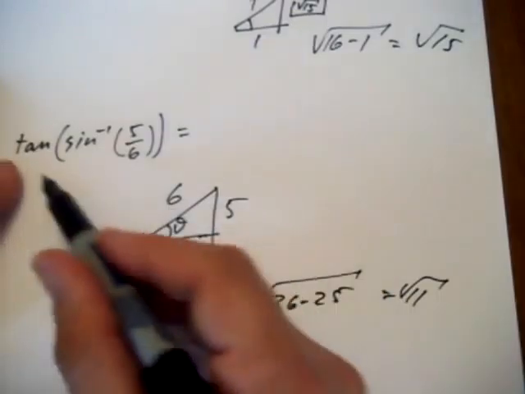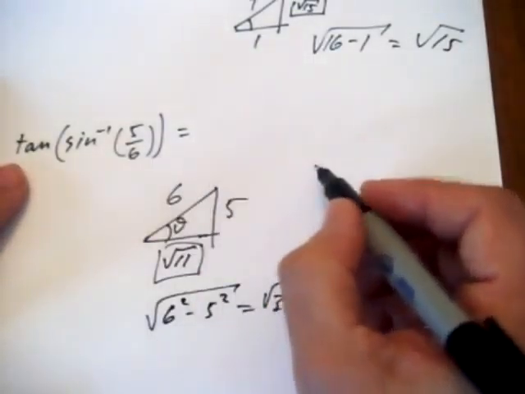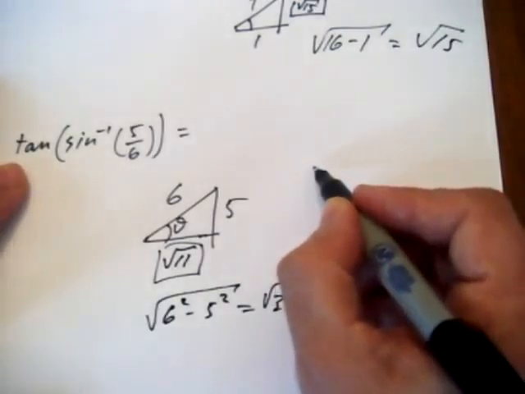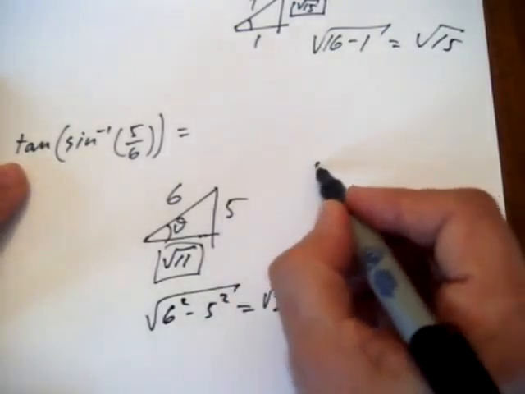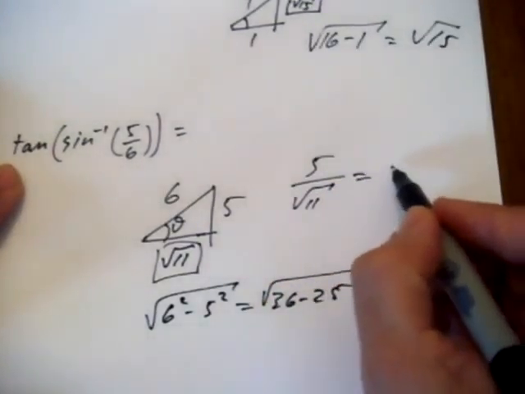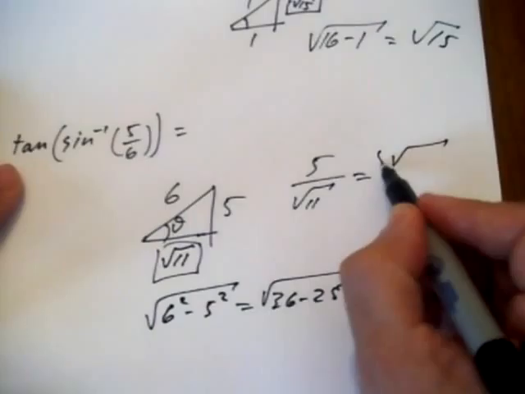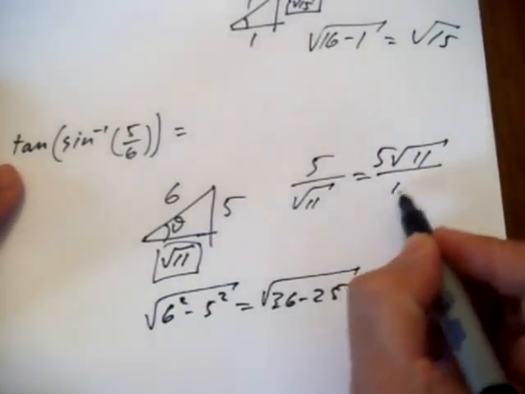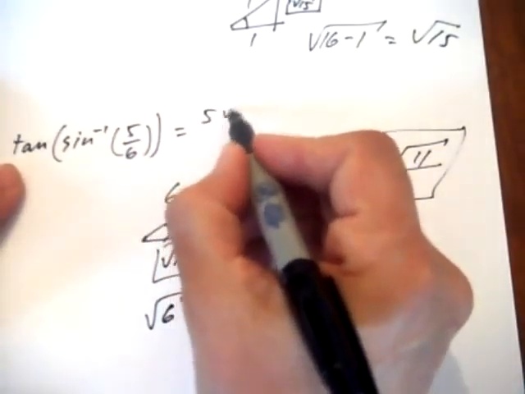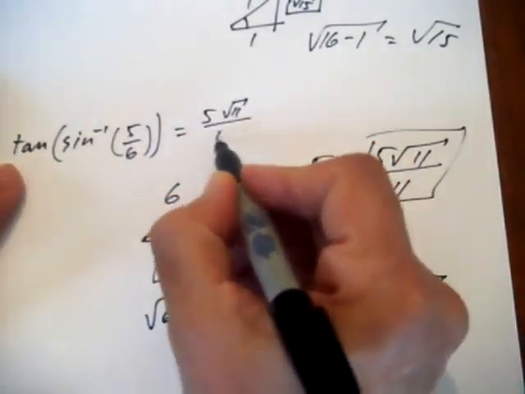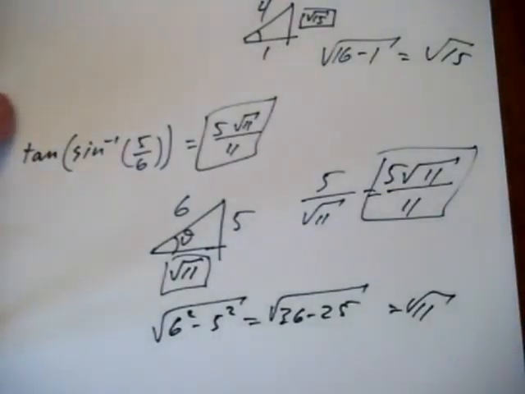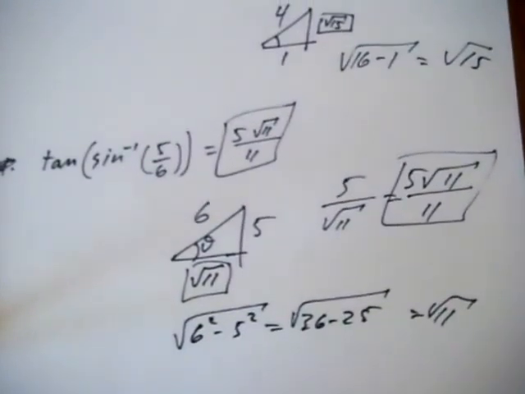Once we label this, it's just a matter of reading the tangent off of it. Tangent is sine over cosine, or opposite over adjacent, 5 over square root of 11. And we want to rationalize that. So the answer is 5 square root of 11 over 11. There's the answer. Okay, so problem 3 was pretty simple.